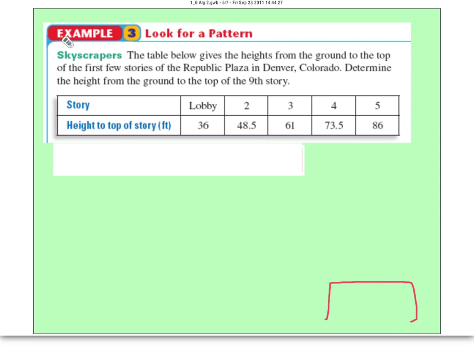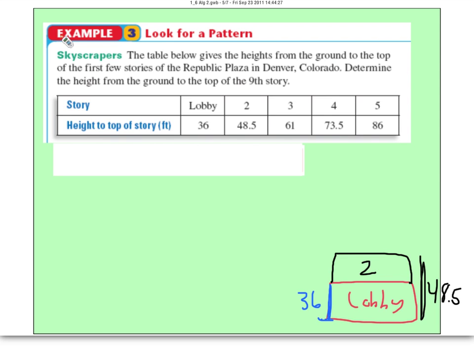Here we have the lobby. And they're telling me the height from here to the lobby is 36 feet. Okay. Then they're going to have the second story is next. So this is story 2. And the height from here to here is 48.5.